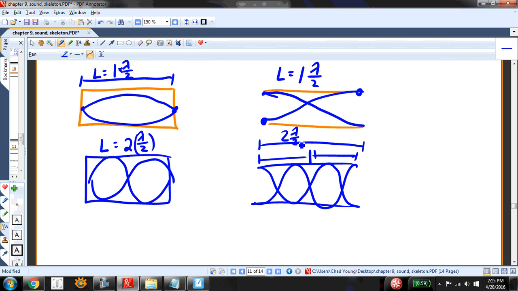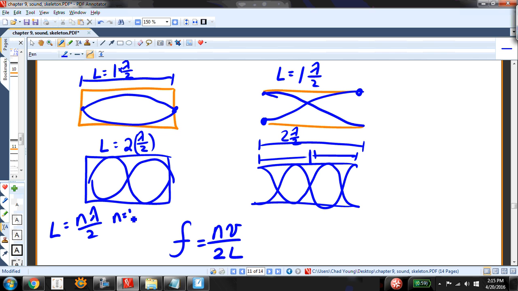So we can develop an expression for the frequency for both of these, in fact, and it's going to be the same: the frequency for each harmonic is going to be N times V divided by 2L. You should be able to see how this comes about, right? L is equal to N times lambda over 2 for each harmonic, letting N be equal to 1, 2, 3, and on and on.